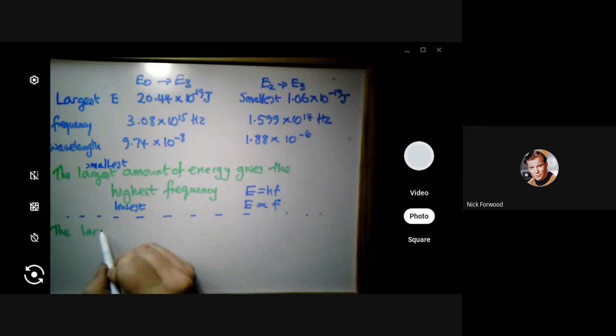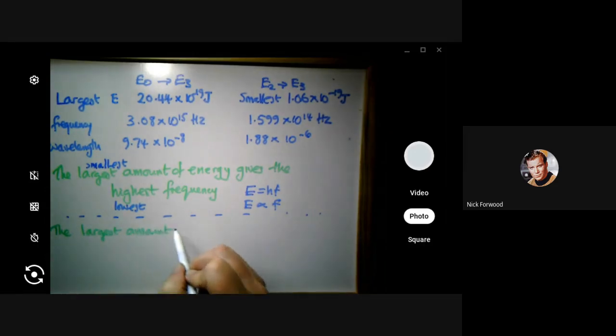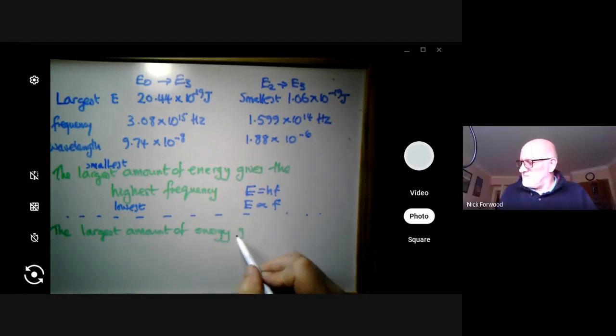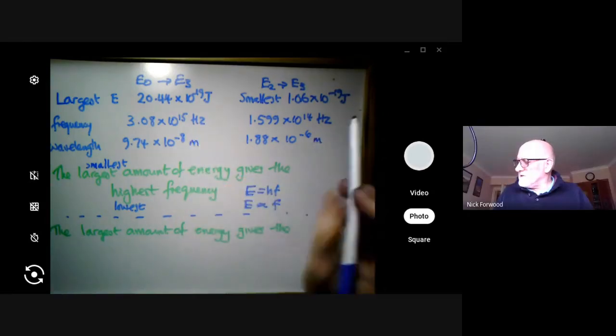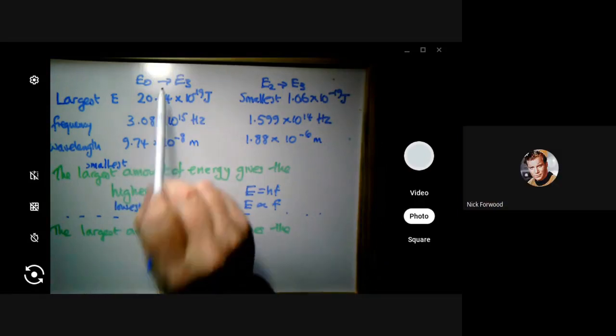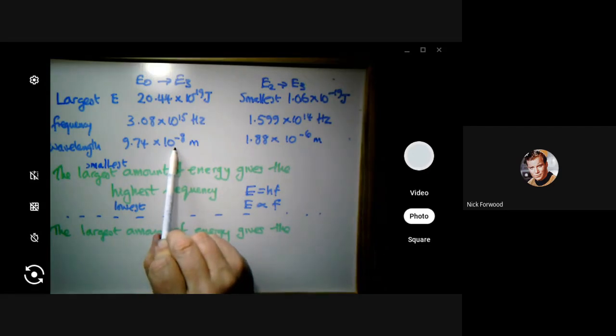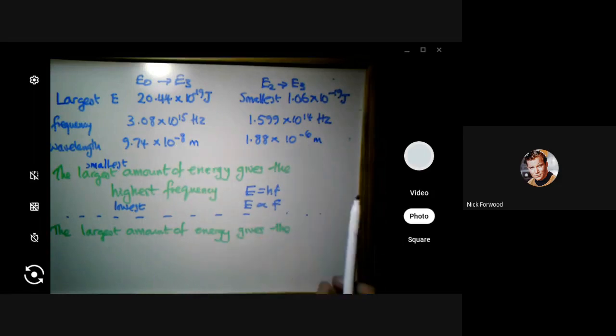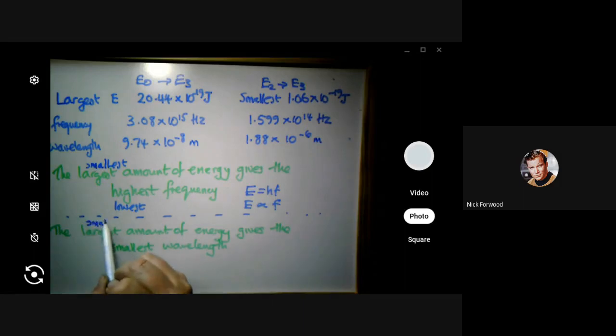Now let's compare the wavelengths. That's meters, and that's meters. The higher the frequency, the larger the energy, the smaller the wavelength. This wavelength, 10 to the negative 8, is much smaller than 10 to the negative 6. So the largest amount of energy gives the smallest wavelength, and vice versa. The smallest amount of energy gives the largest wavelength. Now, why is that?